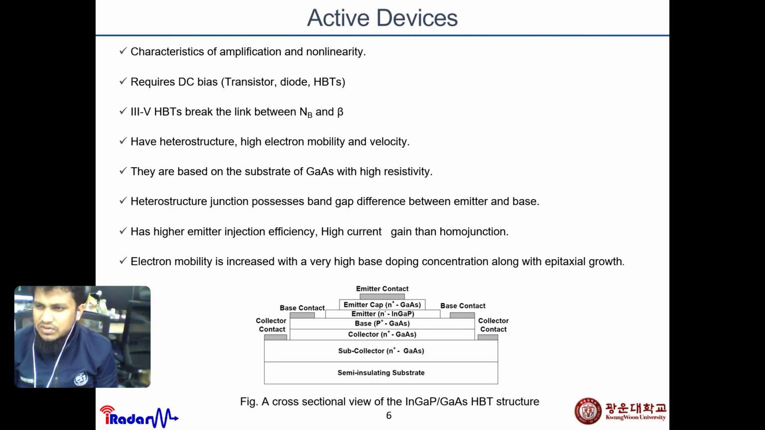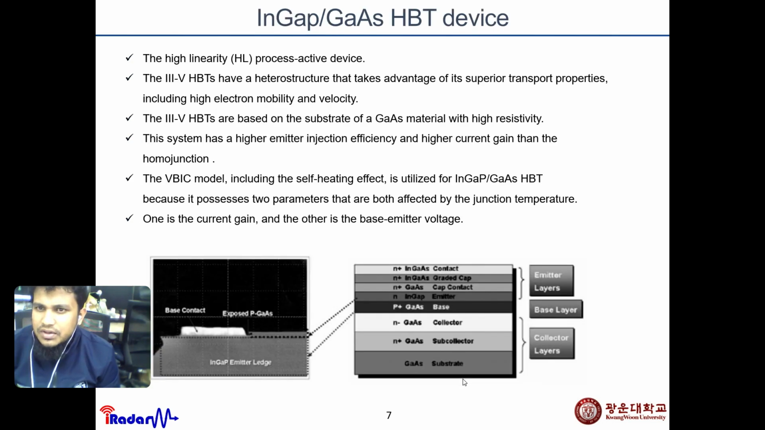Previously I told you that there are three parts of a transistor: emitter, base, and collector. So the heterostructure junction remains between the emitter and base. It has higher emitter injection efficiency and high current gain compared to homojunctions. This is the actual cross-sectional view of the indium gallium phosphide and gallium arsenide HBT structure, the HBT devices.